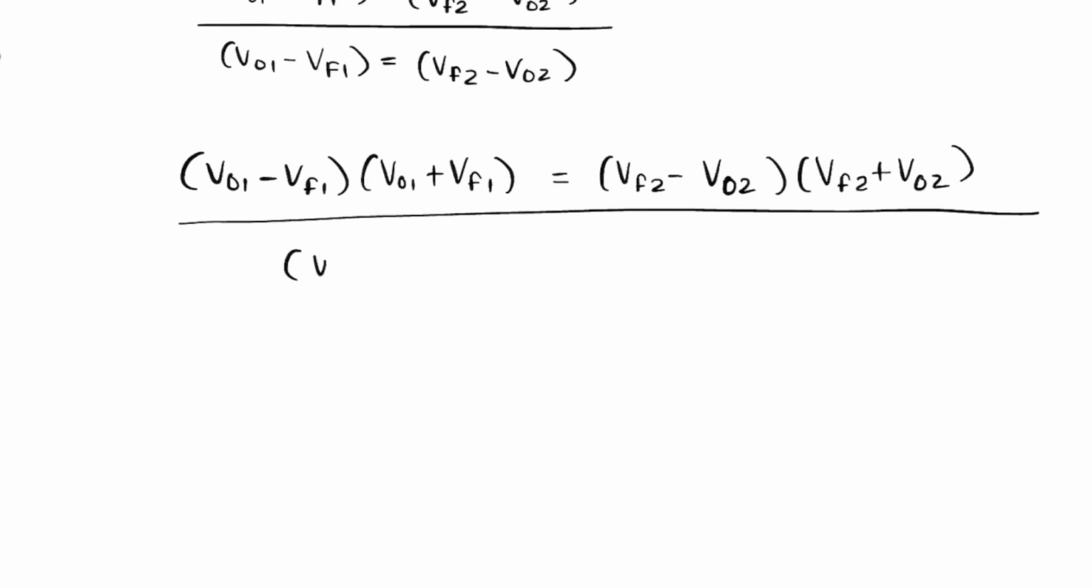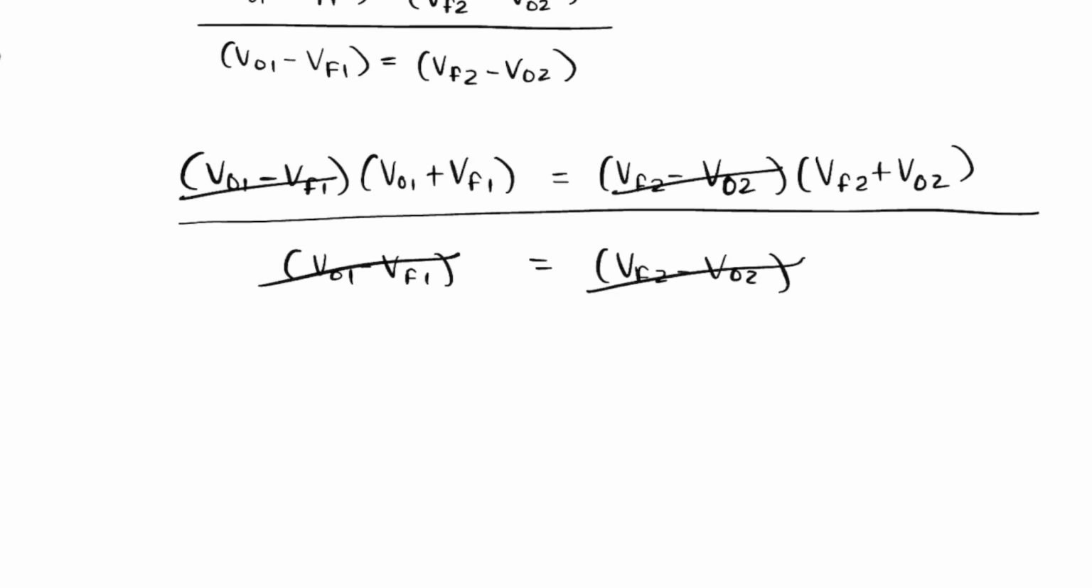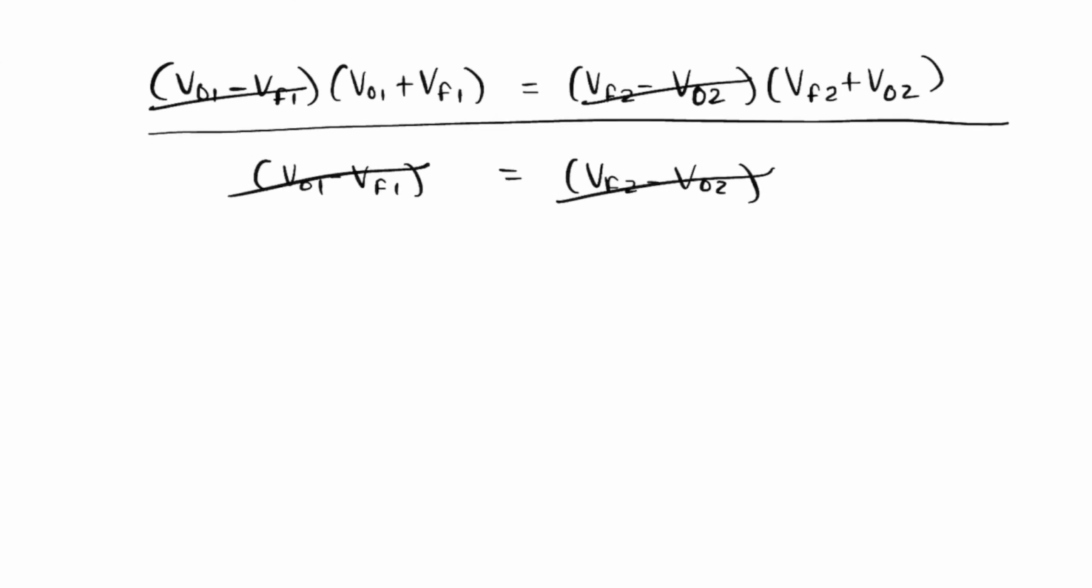All over velocity initial 1 minus velocity final 1 equals velocity final 2 minus velocity initial 2. As you can see, our like terms will cancel out, like so, and we're left with the equation velocity initial 1 plus velocity final 1 equals velocity final 2 plus velocity initial 2.